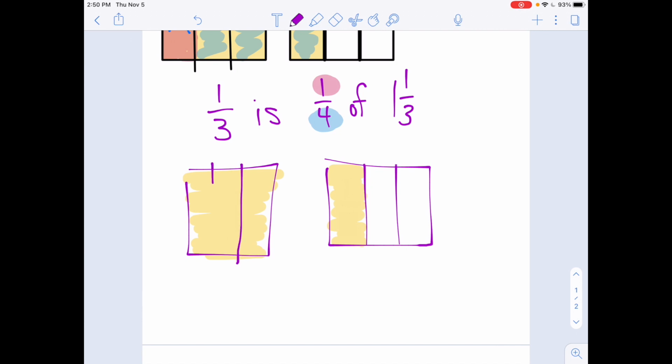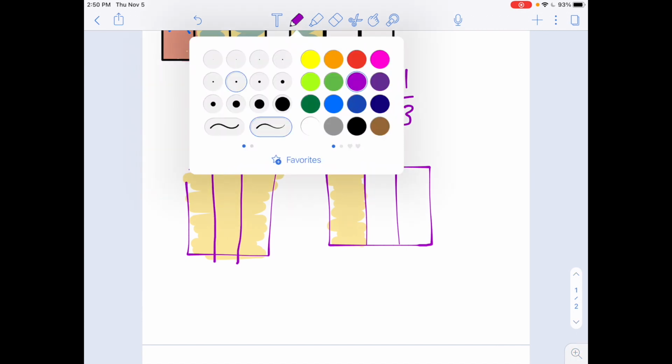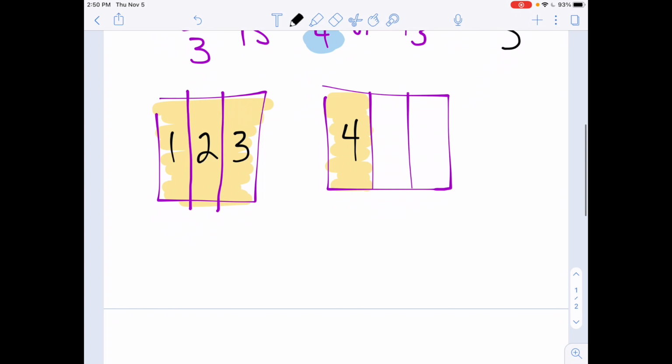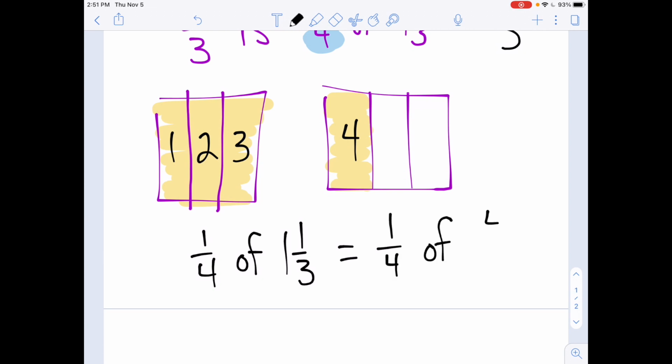So if I wanted this to be a fraction instead of a mixed number, again, I would cut each one so that way they are equal in size to the best of my ability. And now I'm going to count the parts. 1, 2, 3, 4. So this is 1 1/3, or I could call this 4/3. Now, instead of writing this as 1/3, just kidding. 1/4 of 1 1/3. I can write this as 1/4 of 4/3.